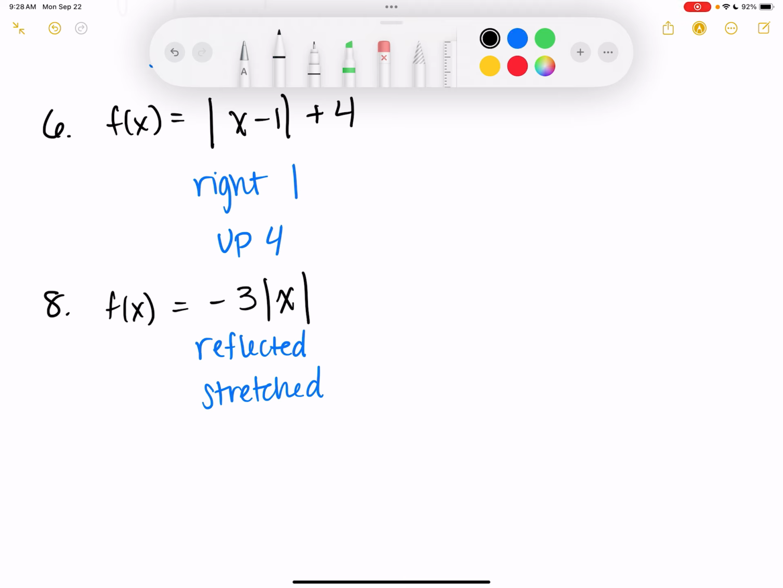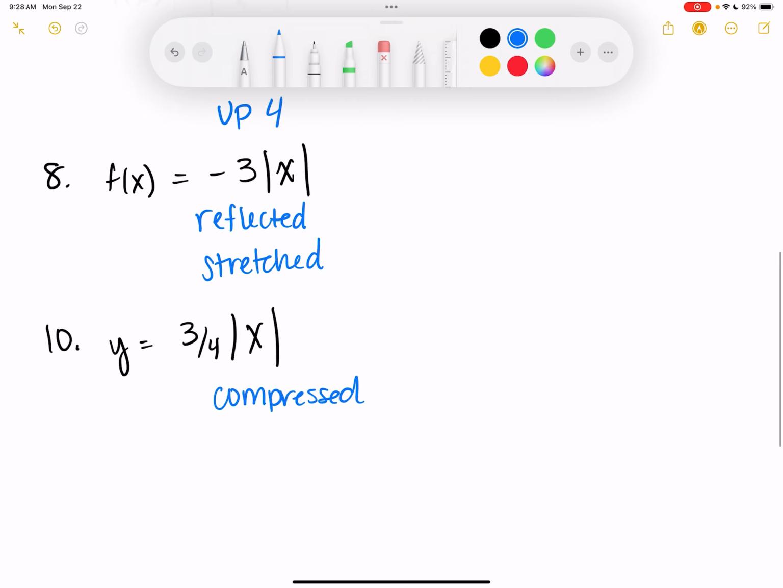10. Y equals 3/4 times the absolute value of x. So what's happening to this one? It's compressed. Yep. Compressed, and that is it. Let's get to one that has more stuff with it.